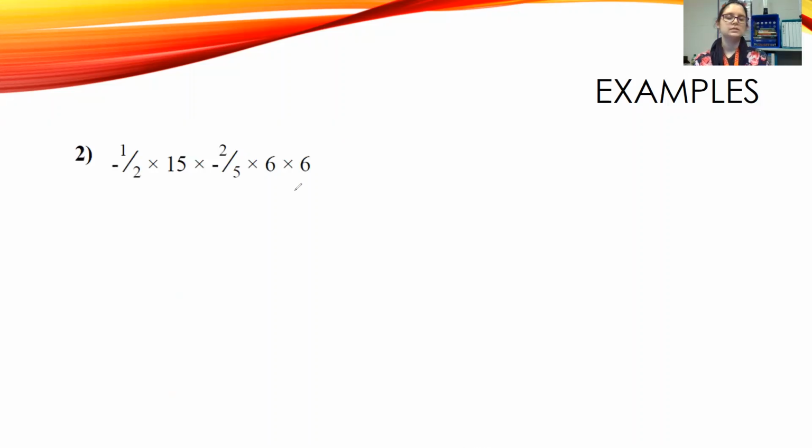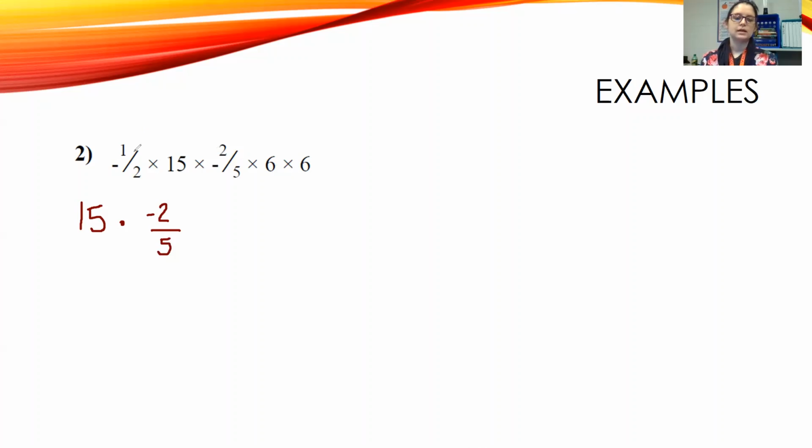Okay, here's one. It's a bit more complex, and we do have a few negatives thrown in. So I have -1/2 times 15 times -2/5 times 6 times 6. Well, just like in the first problem, I have a 15 and a 5 in a denominator. I'm going to go ahead and commute those together because I already know 5 and 15 will be able to simplify each other and help me get rid of a fraction.